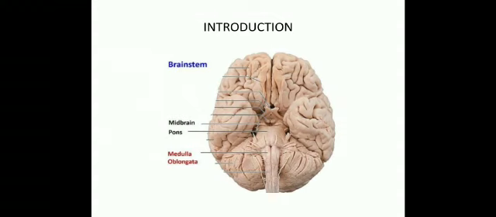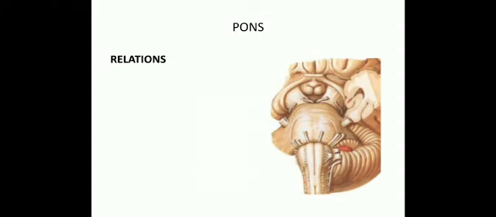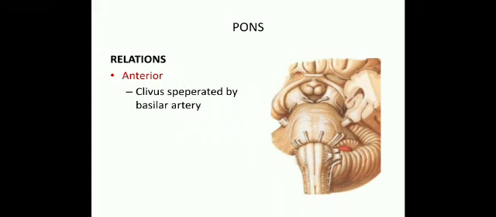So it is the middle part of the brainstem that will be connecting the midbrain with the medulla oblongata. It is related anteriorly to the clivus, separated by the basilar artery. Laterally it is related to the middle cerebellar peduncle.